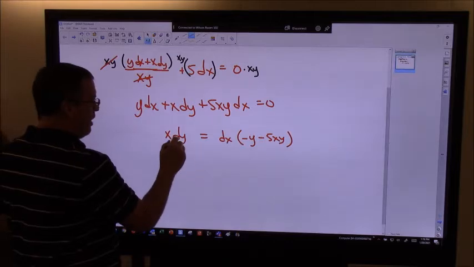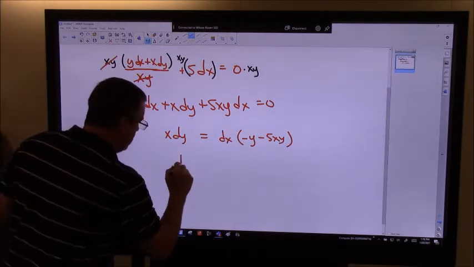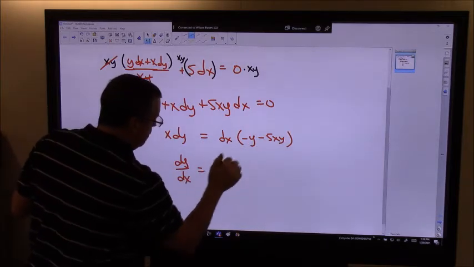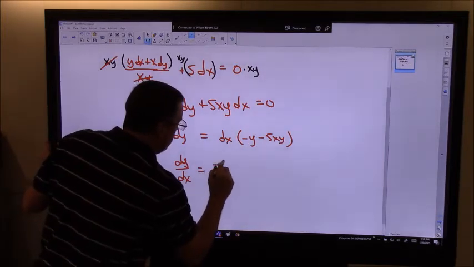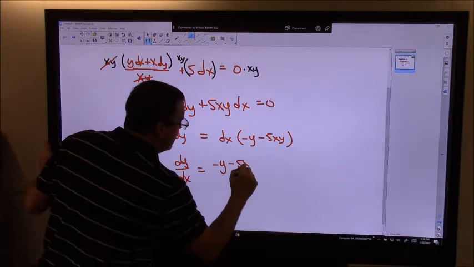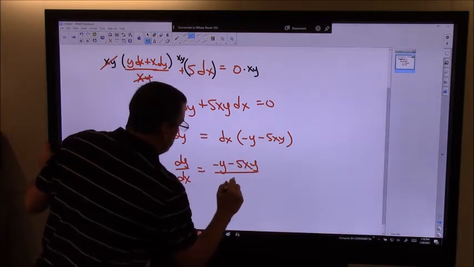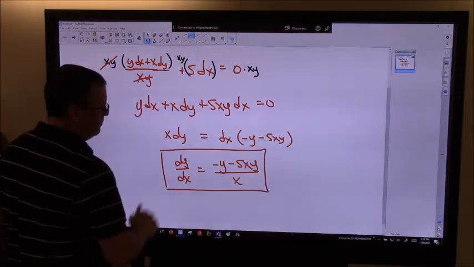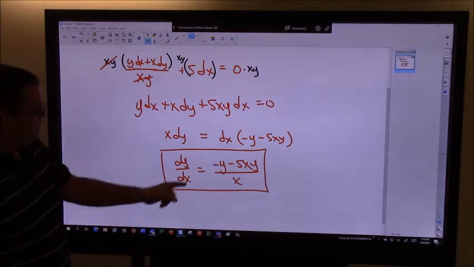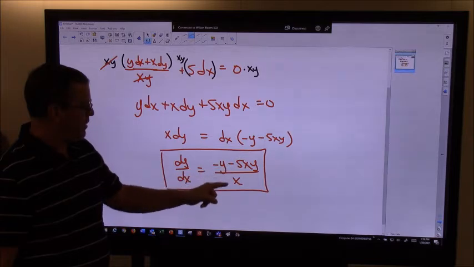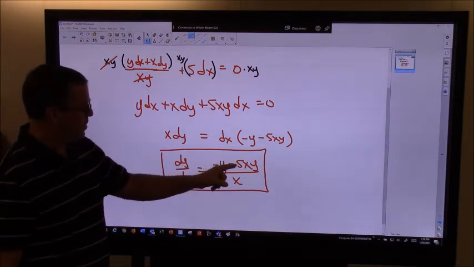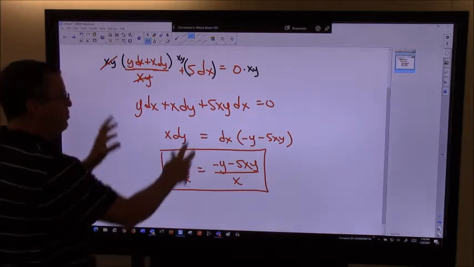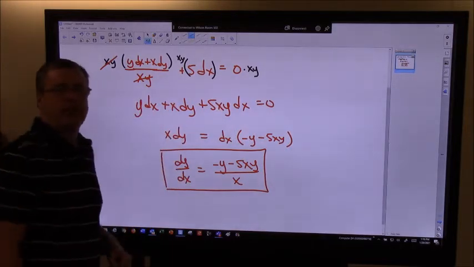And so now to get dy over dx, I'll bring this over and divide. And then I'll take the x over here and divide. So I get a negative y minus 5xy over x. There's my derivative. And remember, if somebody had all the signs opposite, so if this was positive, positive, and this was negative, same answer. It just means you chose to move things differently than I did. Okay?